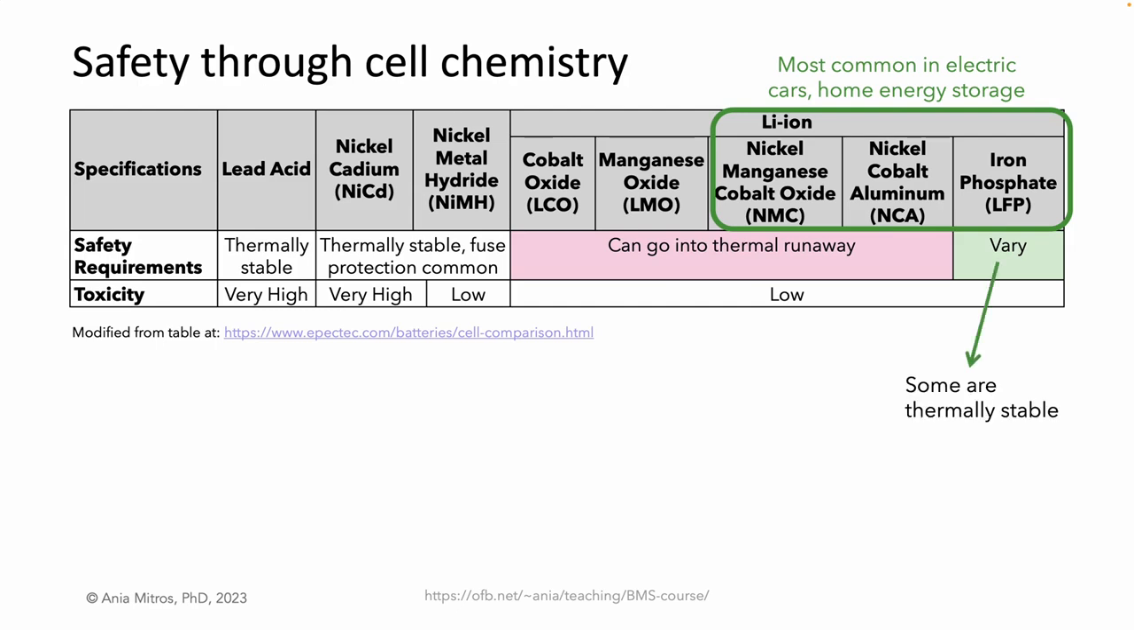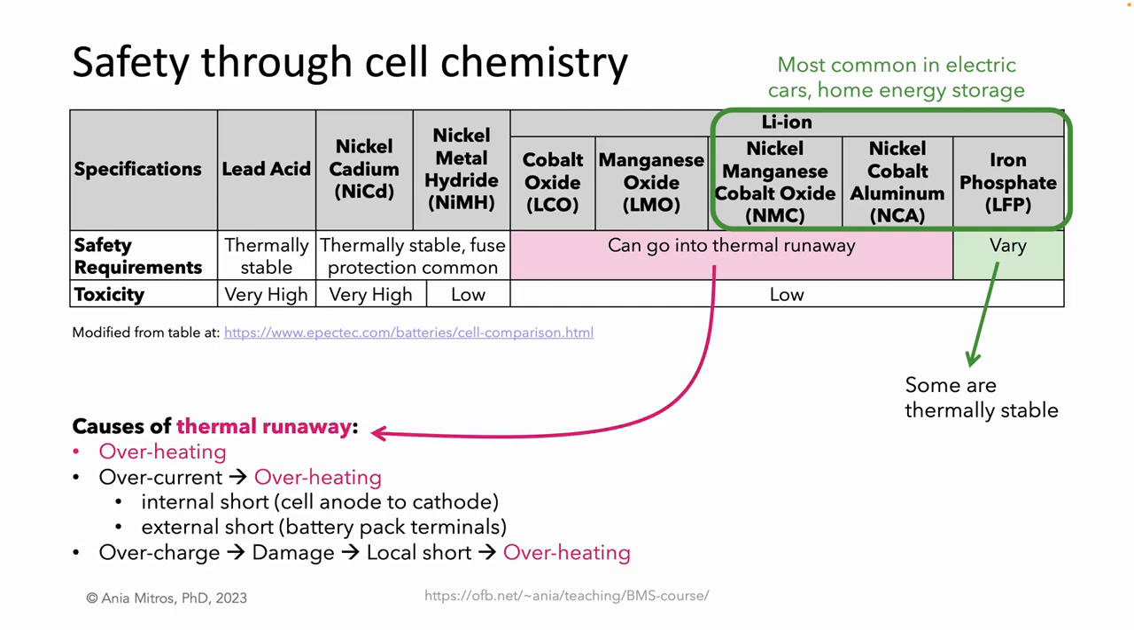Some lithium-ion chemistries are thermally stable, namely some lithium iron phosphate batteries. Many lithium-ion chemistries are not thermally stable and can go into thermal runaway. The causes of thermal runaway are overheating, or overcurrent causing overheating. Overcurrent can be due to a short inside the cell or due to a short outside the battery, such as after a crash. Overcharging can also cause thermal runaway.